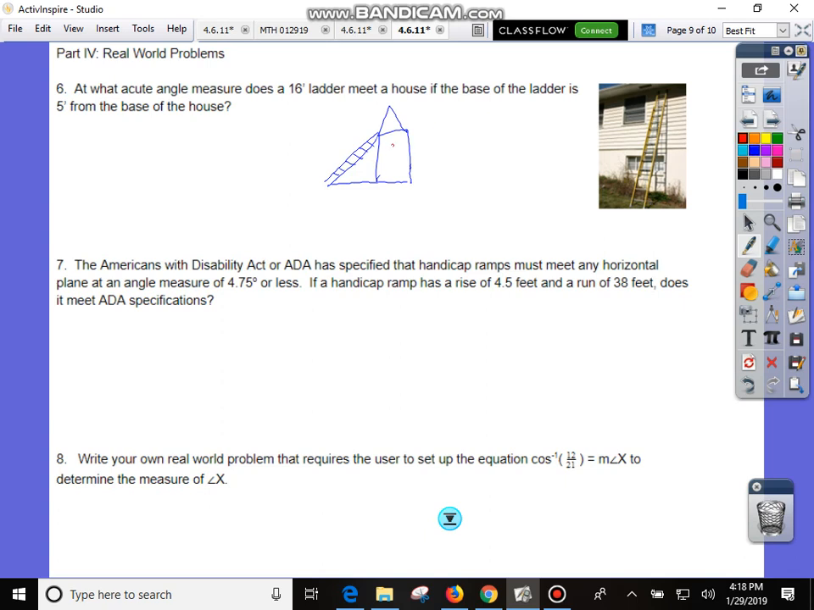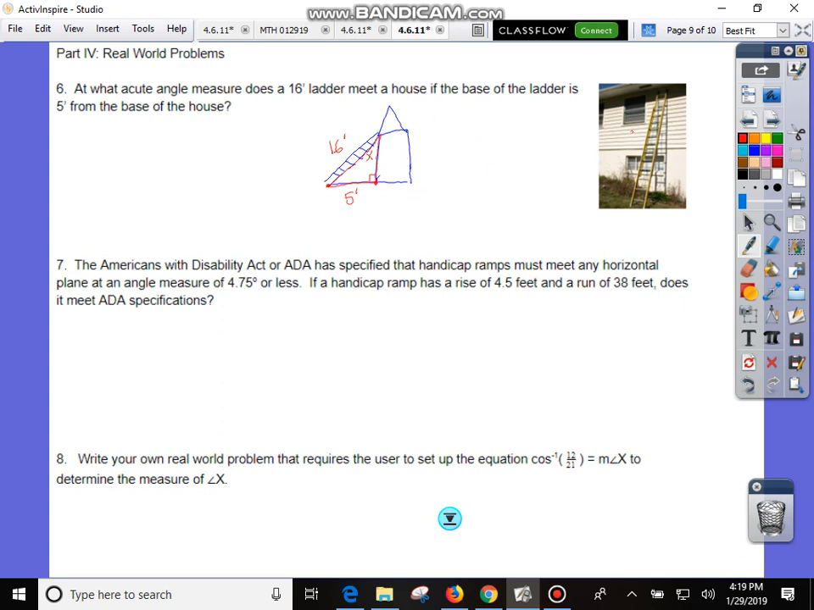So the picture that I'm really looking at is this right triangle right here. And you have a right angle, so we want to draw that in. It says we have a 16-foot ladder, so this side here is 16 feet long. The base of the ladder is 5 foot from the base of the house, so between those 2 points is 5 foot. And we want to figure out what acute angle measure does a 16-foot ladder meet a house. So where does it meet the house at? And so we want to find this angle measure here, so I'm going to call that X.